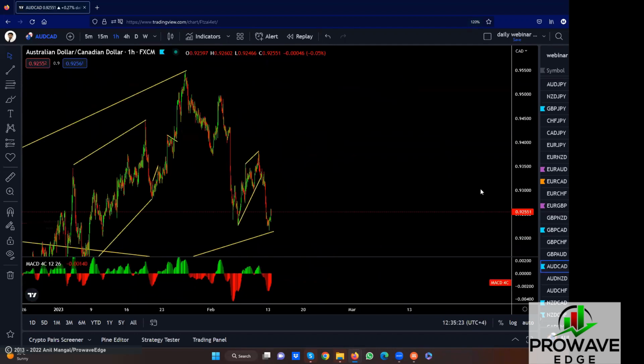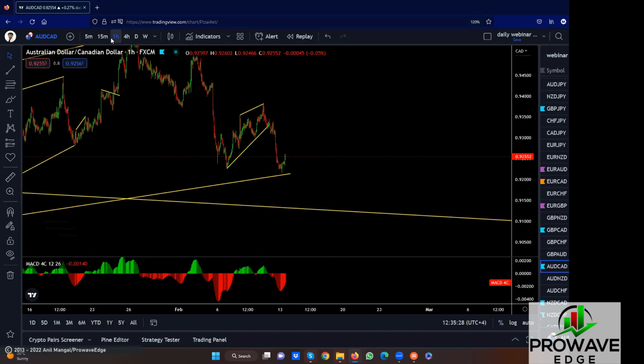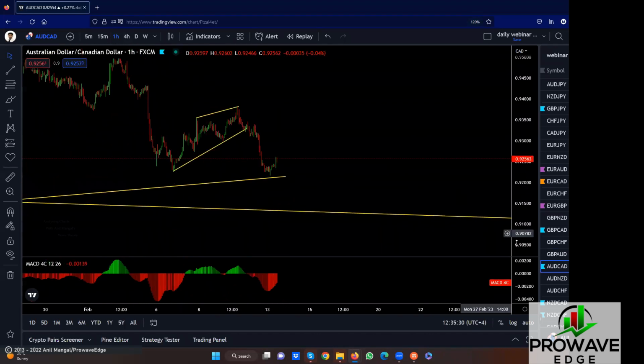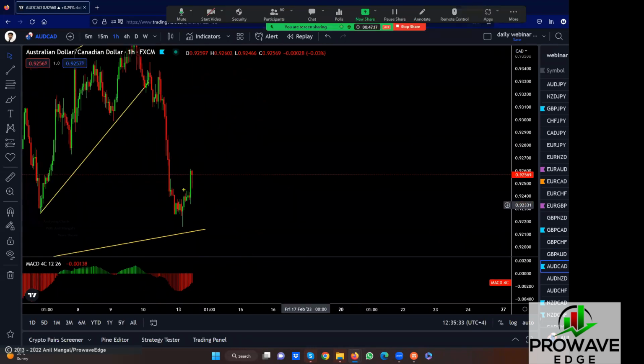Aussie CAD, we're going for the sell. Okay, we're going for the buy, sorry. Yeah, we're waiting for the flag for the buy. Let this make a flag. There was a small flag that broke out. There's a small one that broke out.